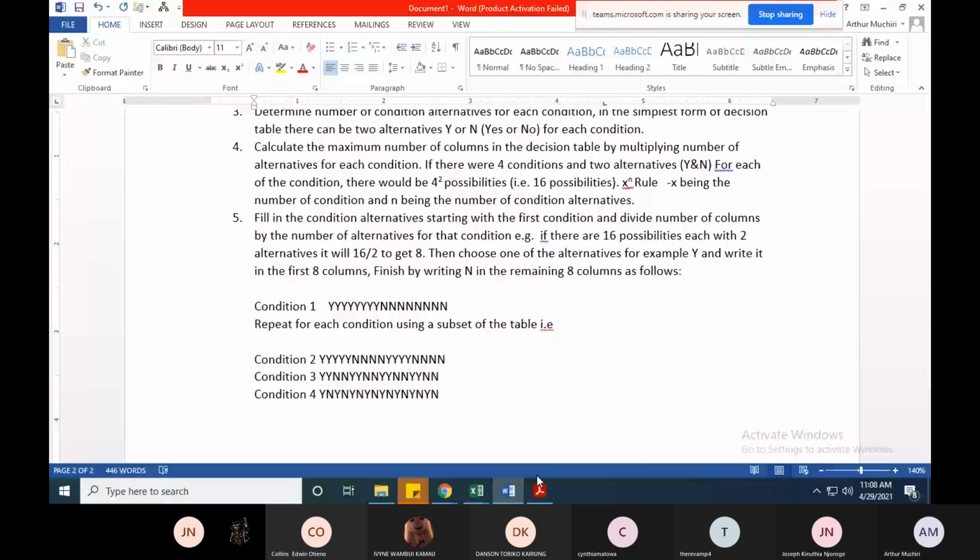Okay. So I hope you are done with this. Complete the table. The next point here: complete the table by inserting an X. Just a minute.